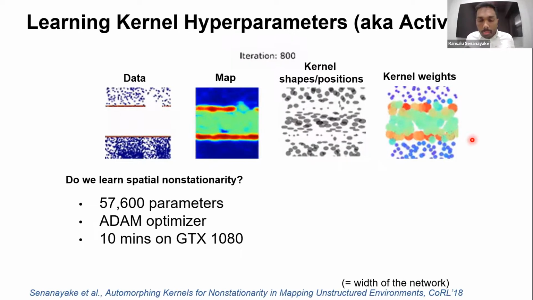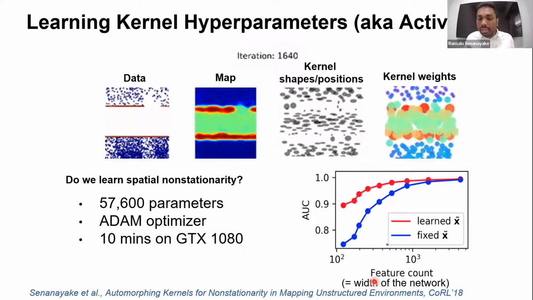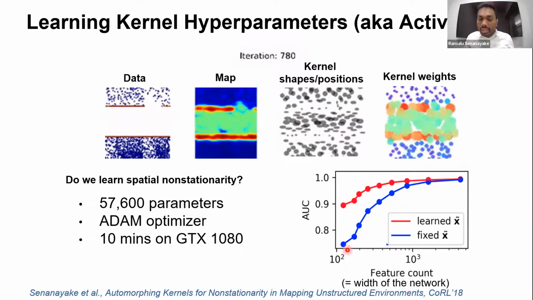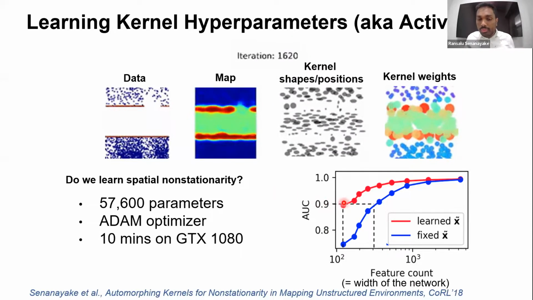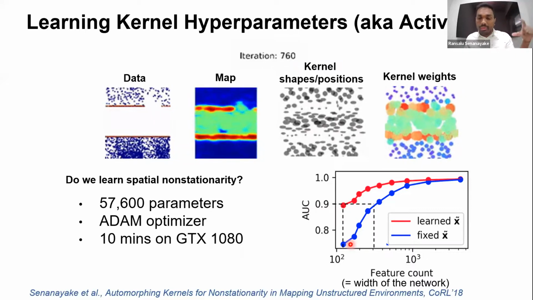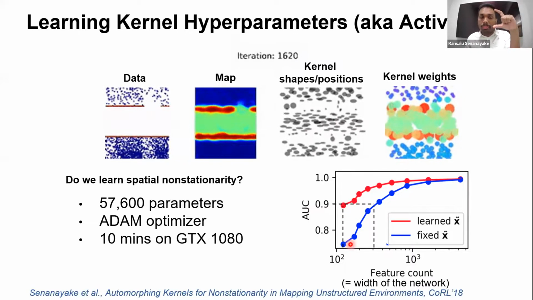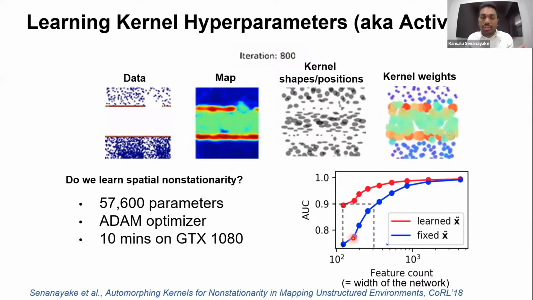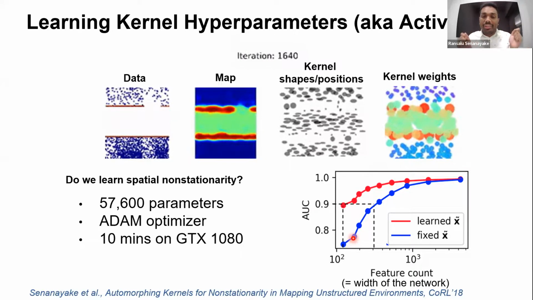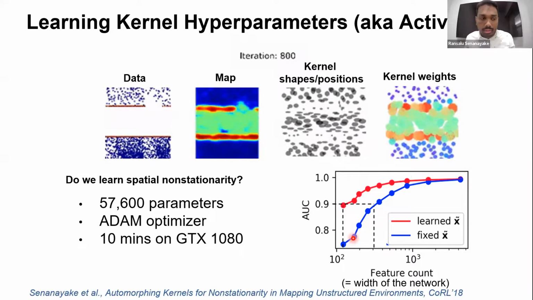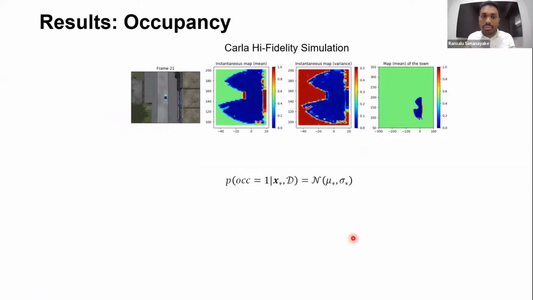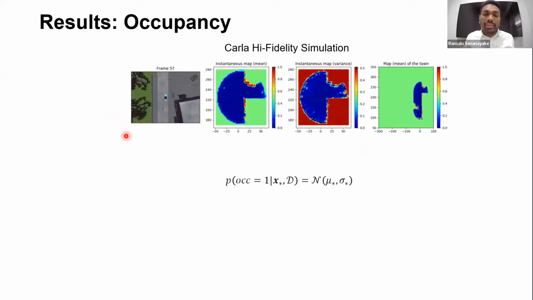One other result is if we look at the feature count, this is more like the width of the network. To get the same accuracy, say 90% accuracy, we only need a smaller number of kernels. So the width can be much smaller if we learn the kernels or learn the activation function. We really need to think about having a really good set of activation functions for the best possible representation.